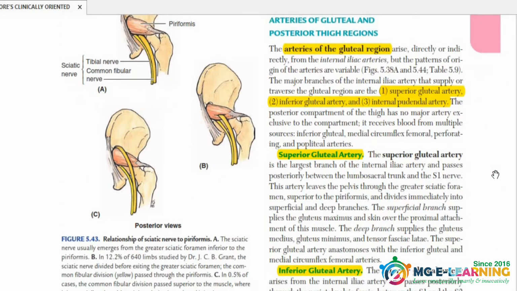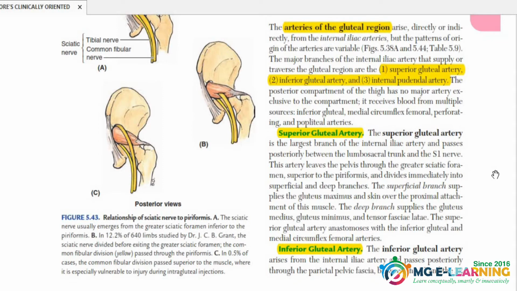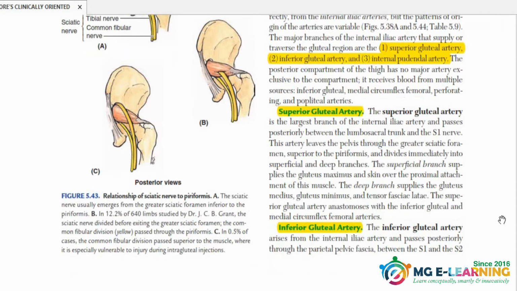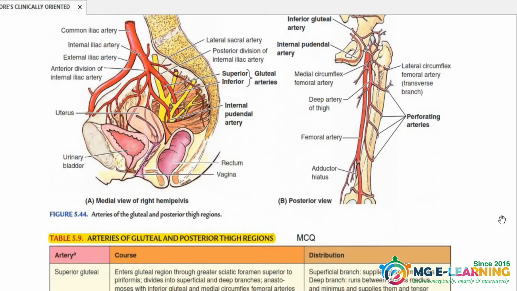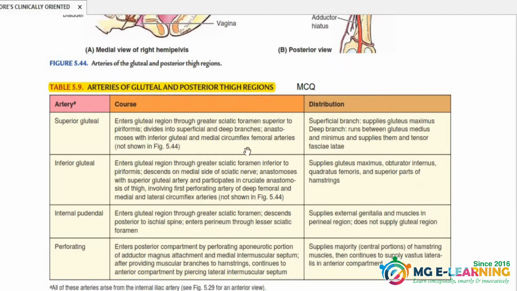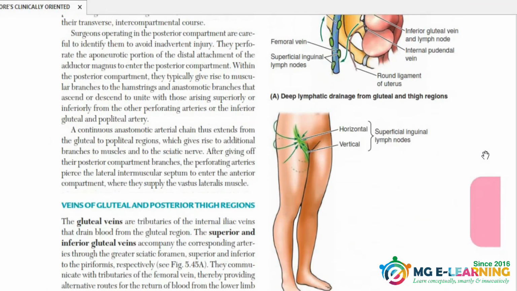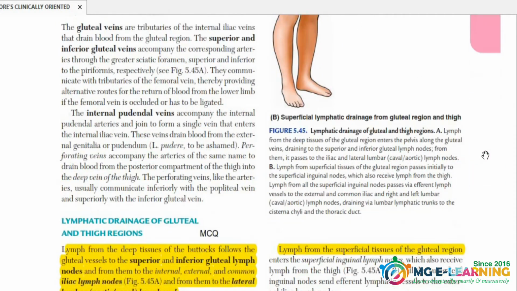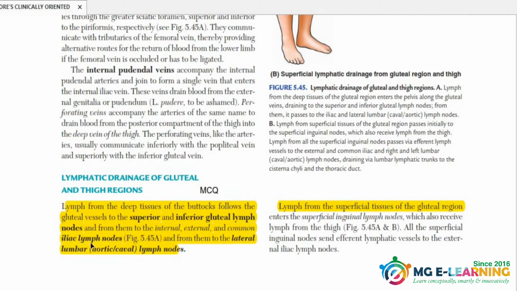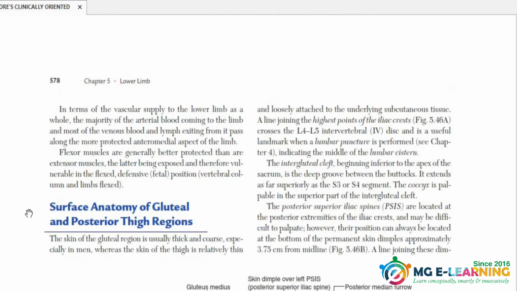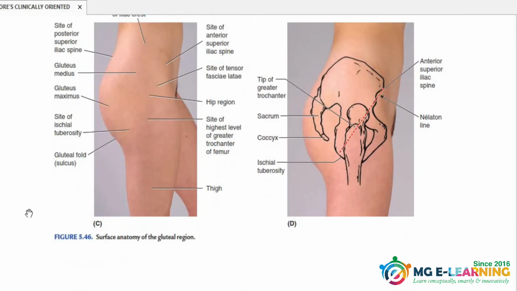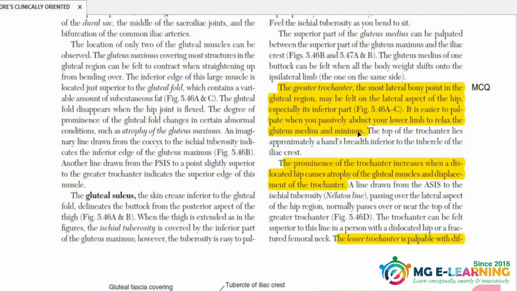Arteries of the gluteal region. You have to know about the trochanteric and cruciate anastomosis. Here, just read all these arteries for explanation and from the MCQ point of view. This table is also important from the MCQ point of view. Veins are not as such important. Lymphatics are important from the MCQ point of view and also for SCQ. Then here are some important MCQs highlighted with yellow from surface anatomy.